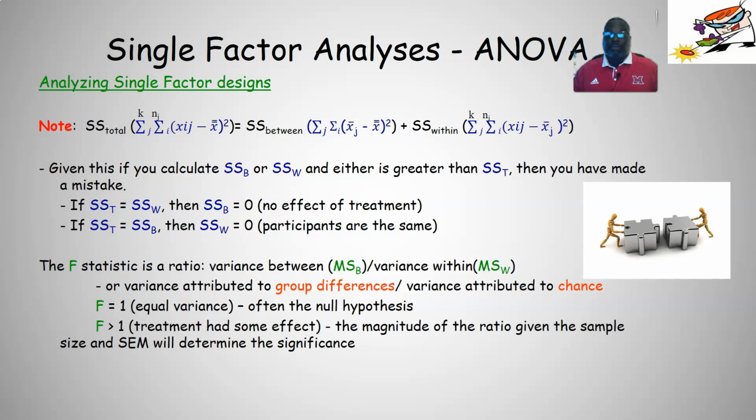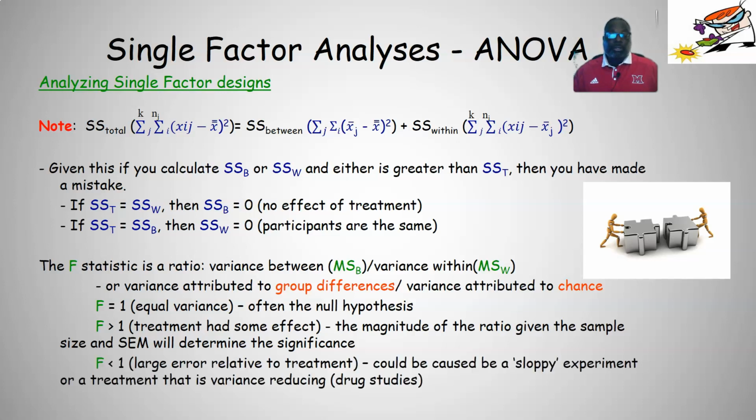Typically, we want this to be greater than 1, and how much greater than 1 depends on several factors, including your sample size, the amount of error in your sample, and the magnitude of the effect. We talked about F being less than 1 as being typically attributed to being a sloppy experiment where you just didn't control things well. But there's also that other alternative where it could be because the manipulation itself is variance reducing. So it's a new thing just to think about. There's not really a way to address that within the analysis, but there is a research reason why this could happen besides just not doing research well.